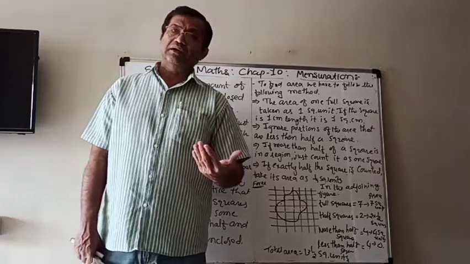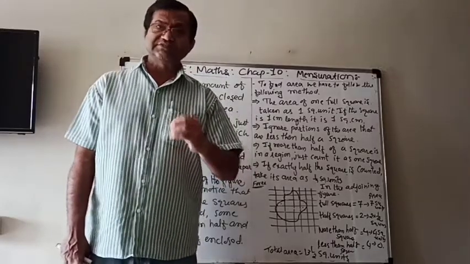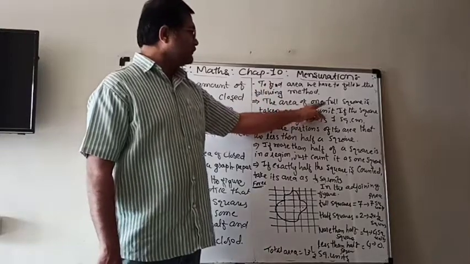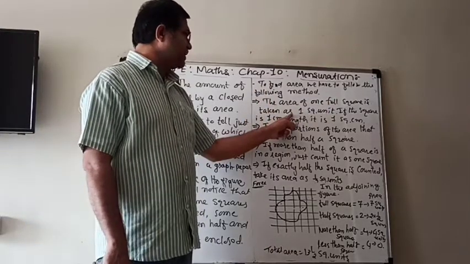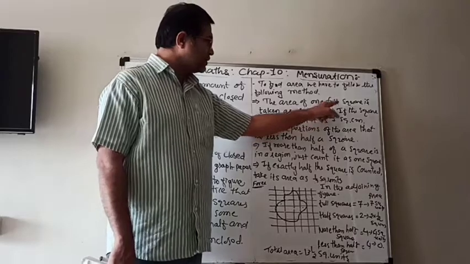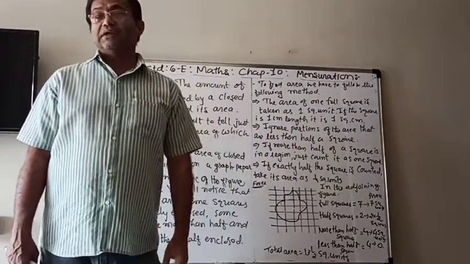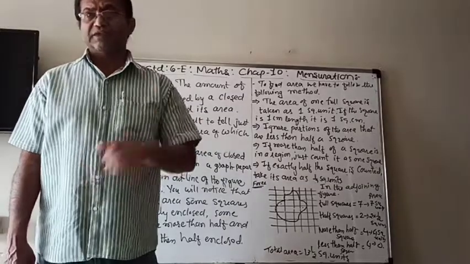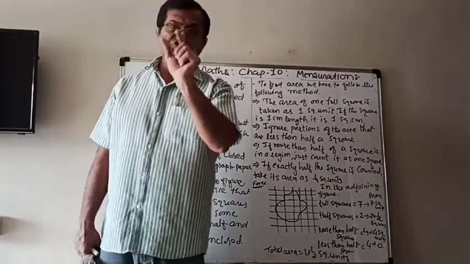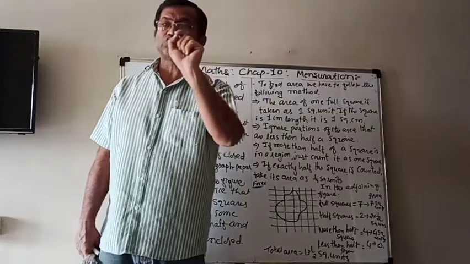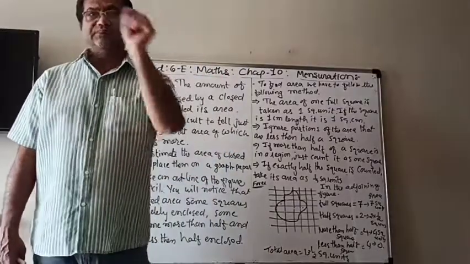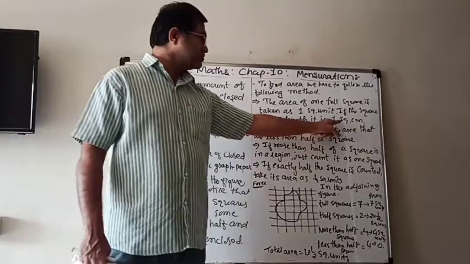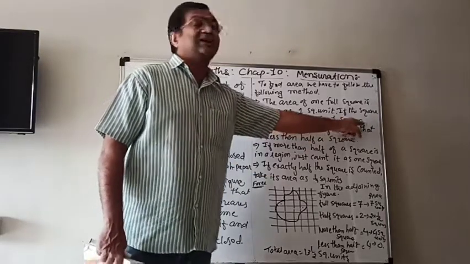And then, as you can see here, the area of one full square is taken as 1 square unit. It means that for the whole squares enclosed, the area of each square is taken as 1 square unit. If that square is of 1 centimeter length, you can say it is 1 square centimeter.